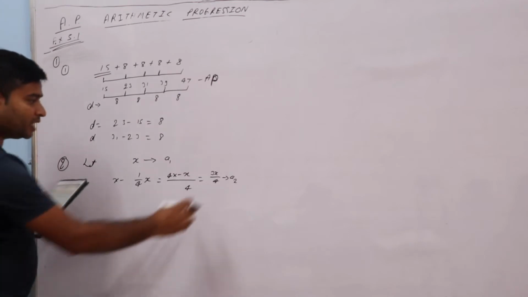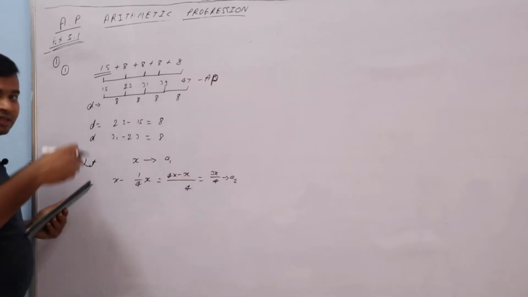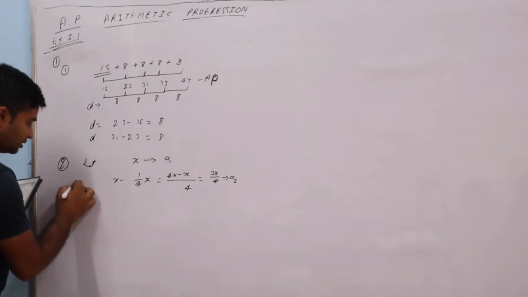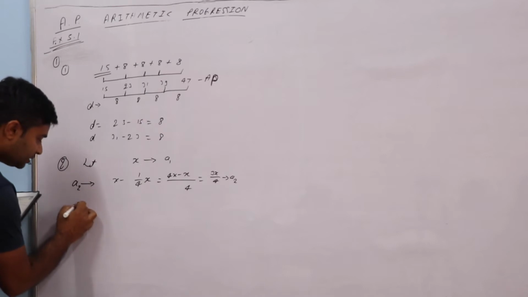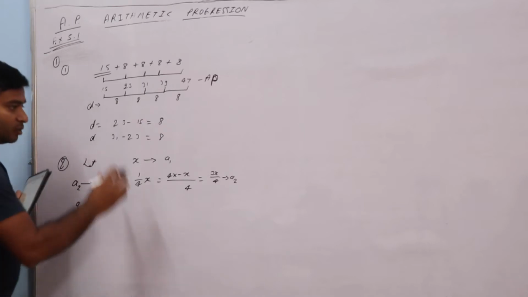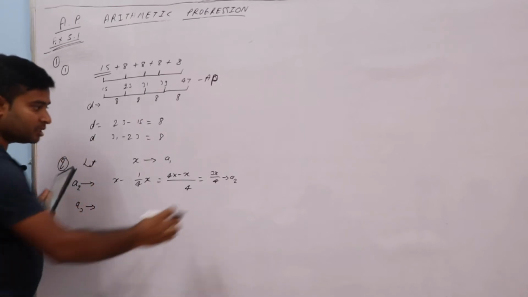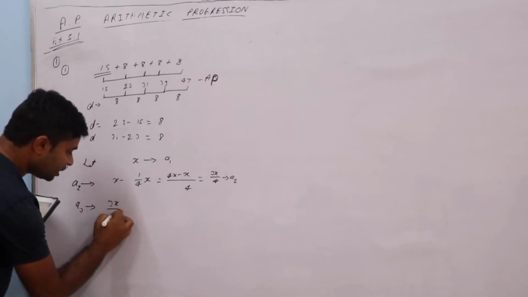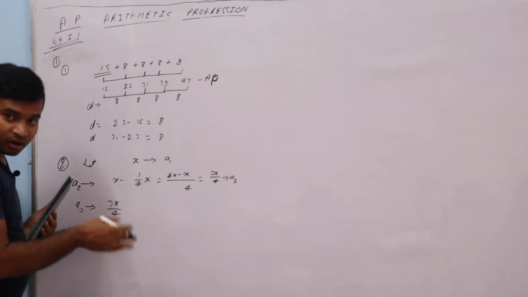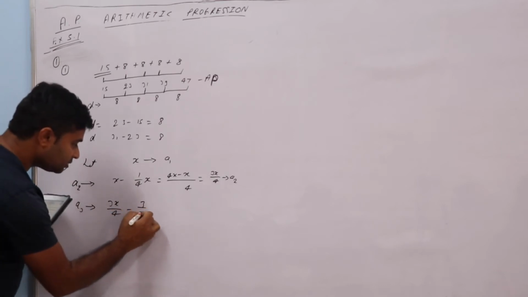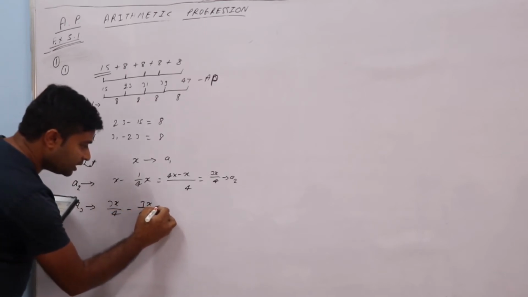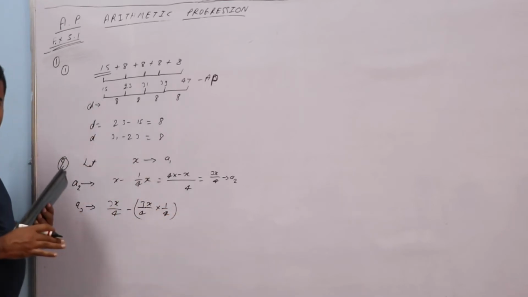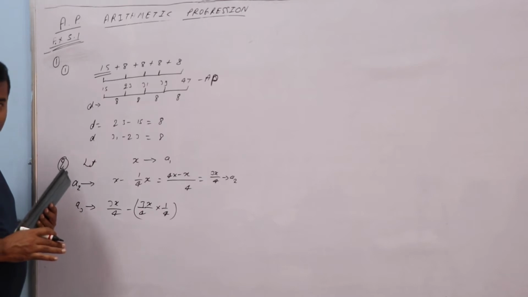Whatever remains, of that 1 by 4 again they will remove. This I have written for A2, this I'm writing for A3, the third term. Whatever remains, how much remains? 3X by 4. Of this 3 by 4 X, into 1 by 4, they will remove next time.